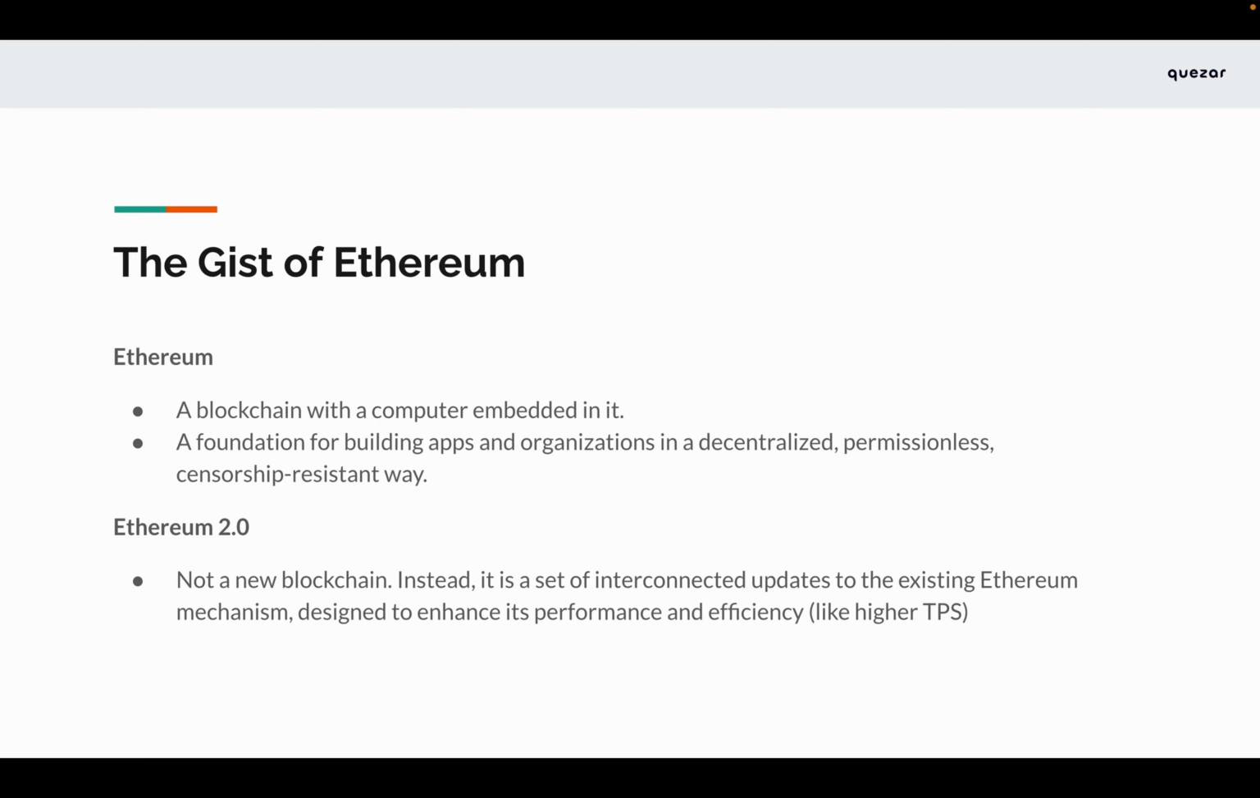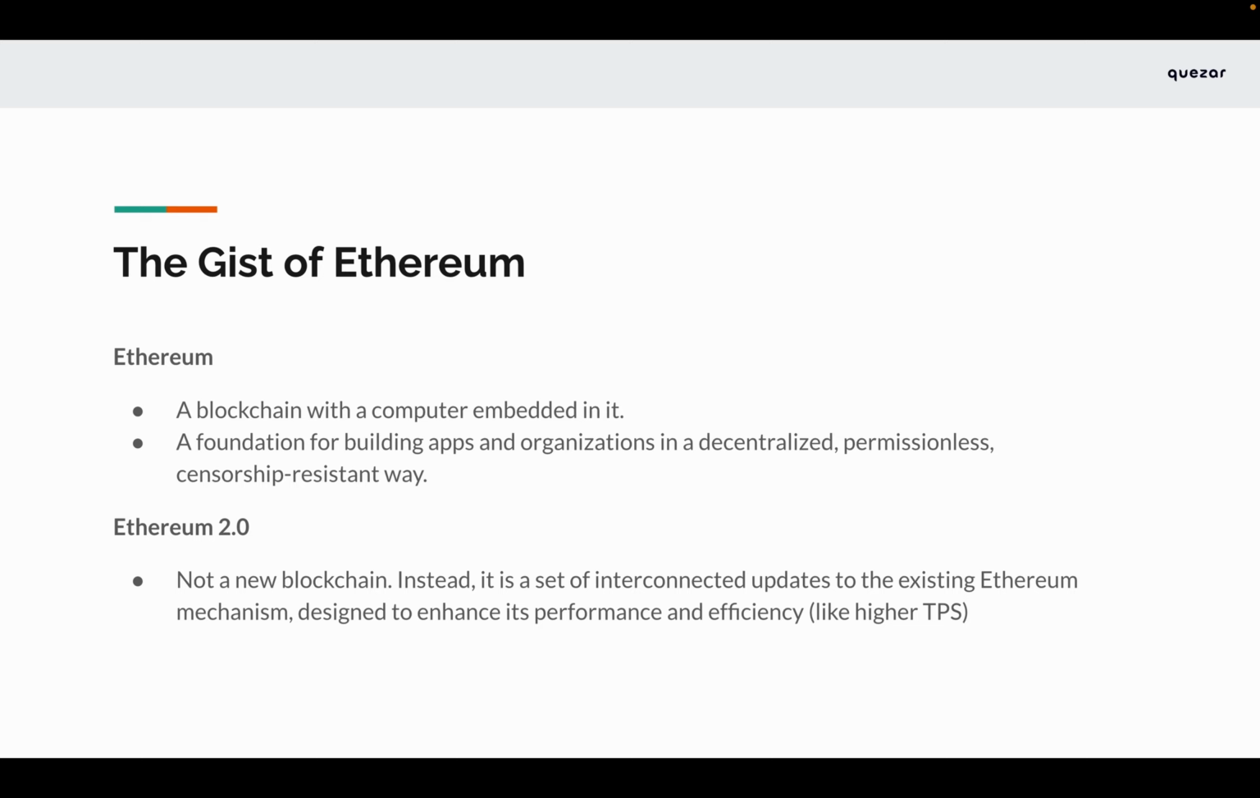So, Ethereum is a blockchain with a computer embedded in it. This is different from Bitcoin. Bitcoin is a simple blockchain where you keep a record of all the transactions. Ethereum also has a stack machine built into it, so you can push some code onto the Ethereum network and then you can call functions to execute that code on the network, and the EVM part of Ethereum executes that code. So that is the embedded computer part of Ethereum. Now this also makes it a very good foundation for building apps and organizations in a decentralized, permissionless and censorship resistant way.